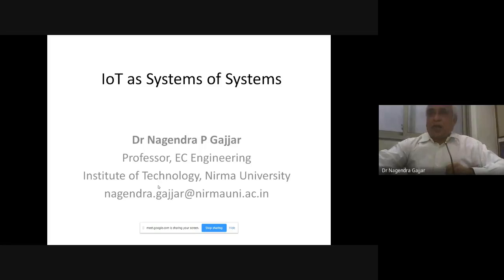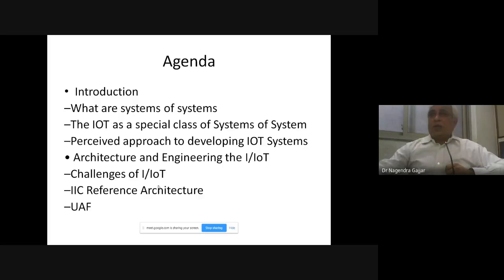Okay, so let's talk about, in an hour or so, the IoT as a system of systems. Today's agenda is: what are systems of systems? As engineers, how do we look at the definitions of a system? The IoT is a special class of system of systems, and there is a perceived approach to developing an IoT system.